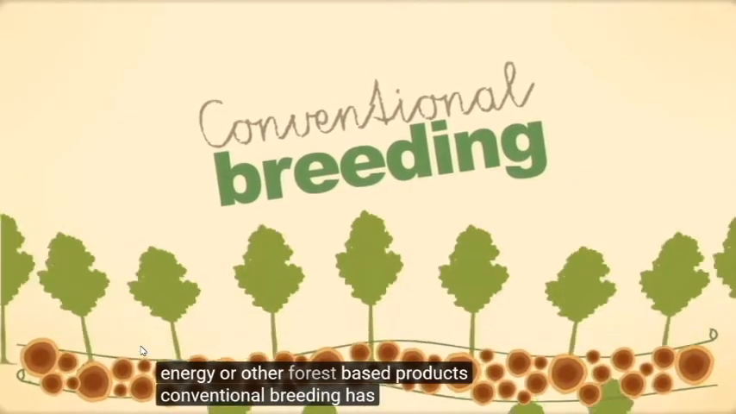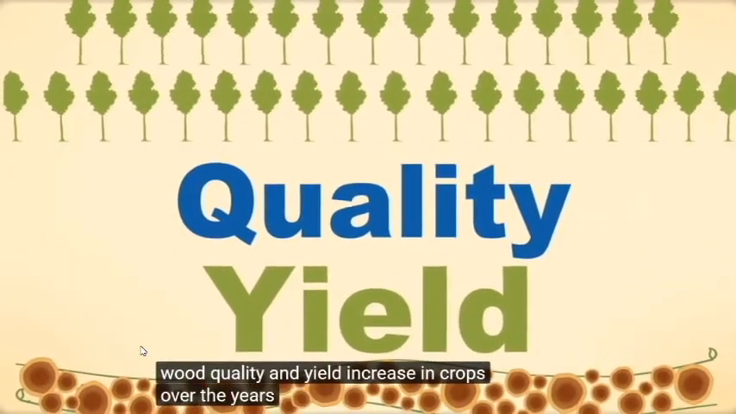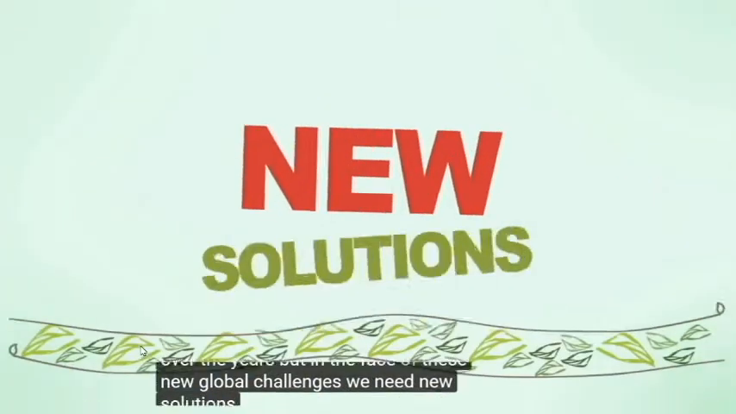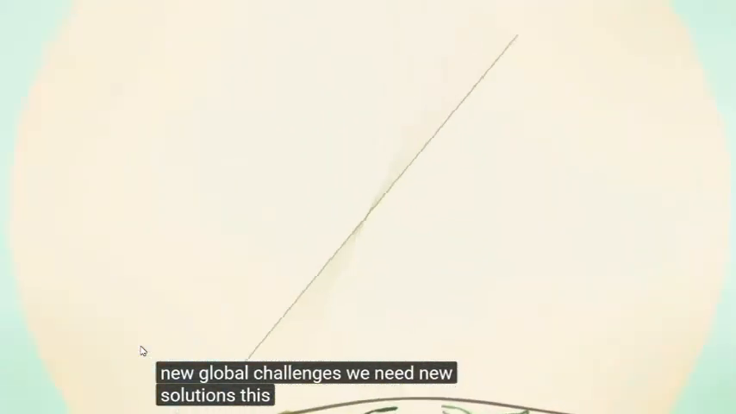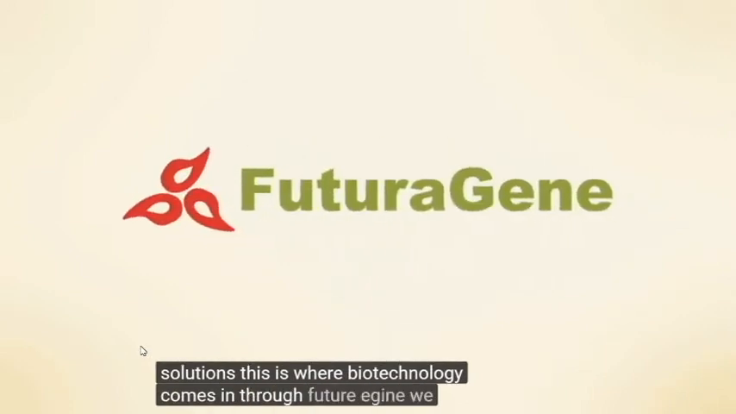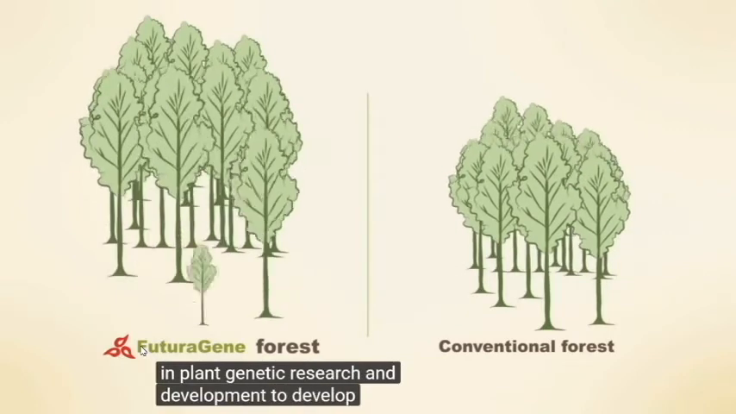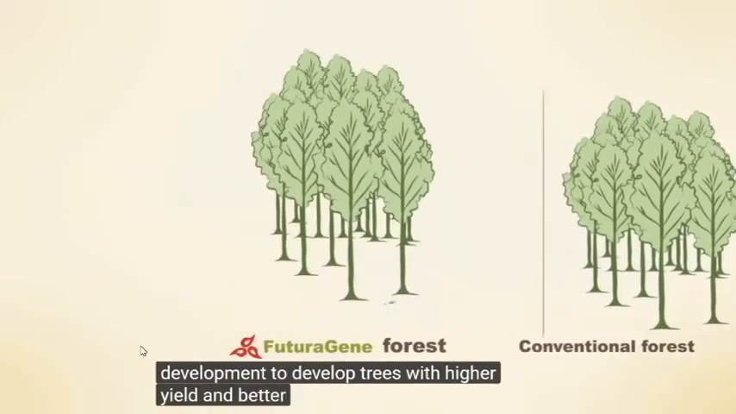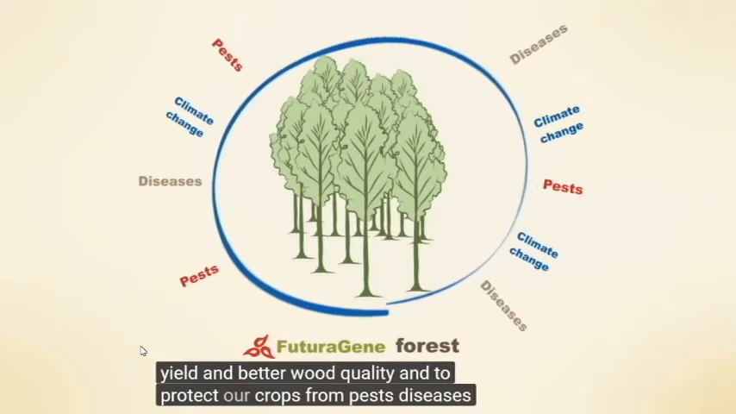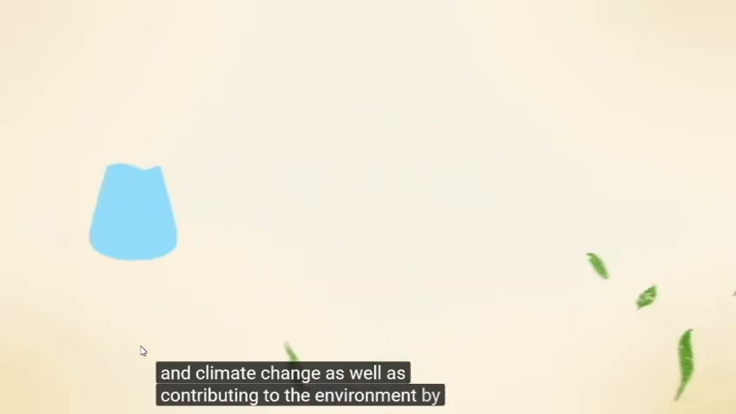Conventional breeding has enabled better wood quality and yield increase in crops over the years. But in the face of these new global challenges, we need new solutions. This is where biotechnology comes in. Through Futuragene, we invest in plant genetic research and development to develop trees with higher yield and better wood quality, and to protect our crops from pests, diseases, and climate change, as well as contributing to the environment by reducing.